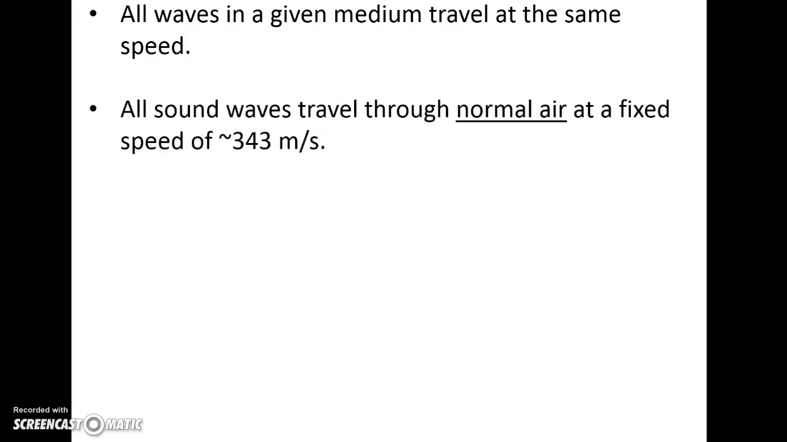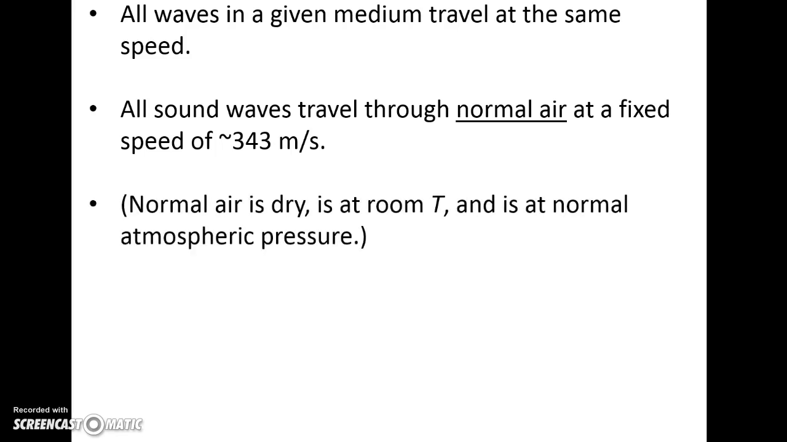Now, what is that speed then? You're probably wondering, how fast does sound go through air? Well, sound waves travel through normal air at about 343 meters per second. What makes it normal? That means that the air is not really humid. There's not a lot of water in the air. The temperature is normal temperature, and the pressure is normal.